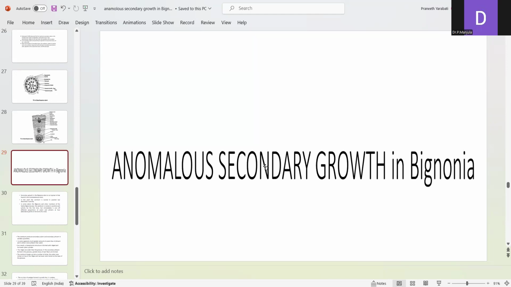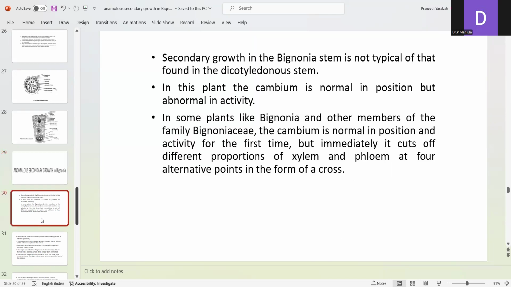Okay, so the next one is the anomalous secondary growth in Bignonia. The secondary growth in the Bignonia stem is not typical of that found in the dicotyledons. Generally, Bignonia also belongs to the dicotyledons.